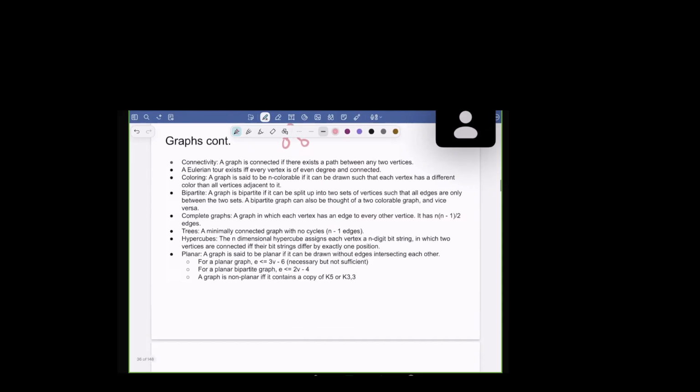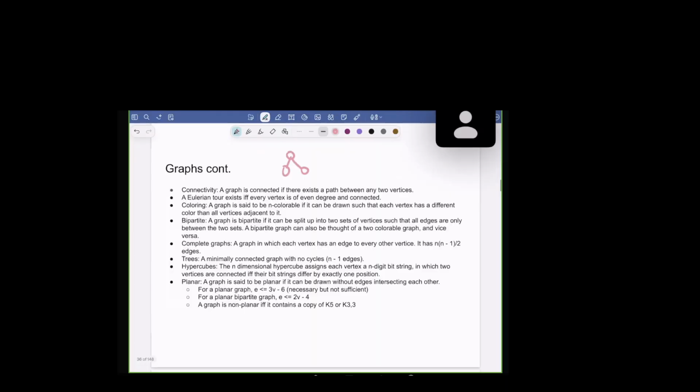All right, and then coloring. When you color graphs in general, unless they say you're coloring by edge, you're coloring by the vertices. So right now, this is 2-colored. You're coloring the vertices and making sure that every edge does not connect two vertices of the same color.